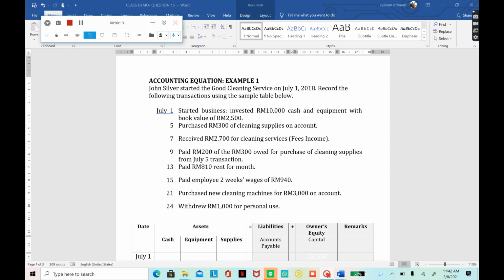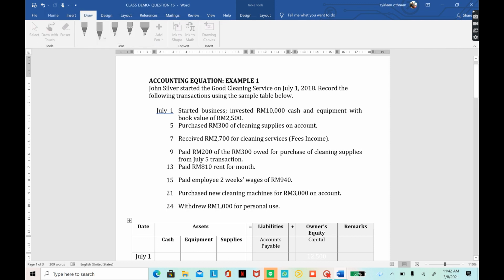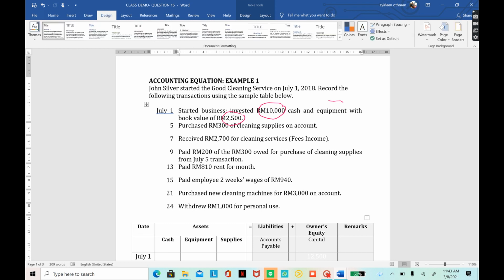So on 1st of July, he started a business by investing 10,000 ringgit cash and 2,500 ringgit in the form of equipment. So we have two values here, which is 10,000 ringgit and 2,500. Both are capital with the amount of 12,500 ringgit.